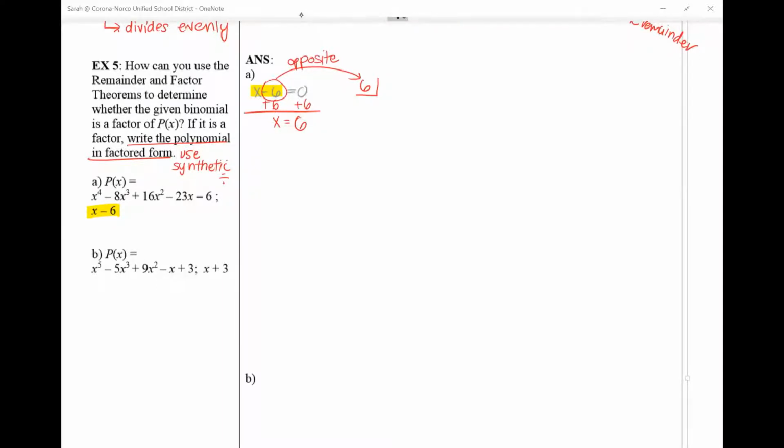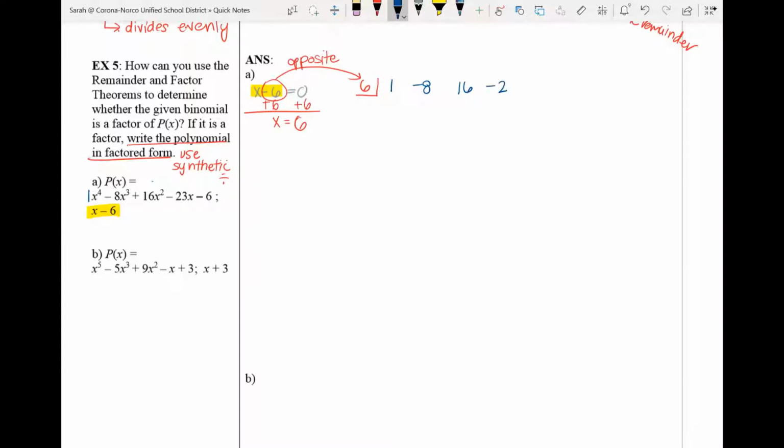Then we're going to write our leading coefficients. So we have a quartic function. Our leading coefficient is 1. That's our x to the 4th term. Our next term is cubic. That has a negative 8. Then we have a quadratic term. So our next coefficient is 16. And a linear term. So our next coefficient is negative 23. And then a constant term. Our last value is negative 6. Remember, our trick is that this has a 4th power. This has 5 terms, so we know that we're not missing anything.